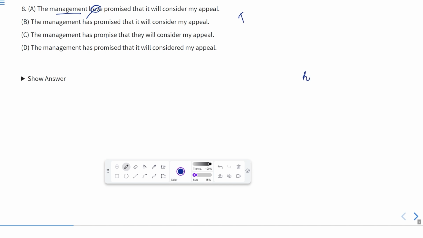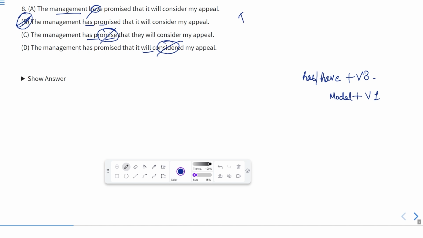Now, after has or have, we can only have third form of the main verb. Okay, so has promised, this one is correct, whereas in C sentence has promised, this is not correct because it should be promised. After has or have, we can only have third form of the main verb. Now in the D sentence, the management has promised that it will considered. Now will is a modal, and after modal we can only have the first form of the main verb. Now, here this considered is incorrect. So, according to this, grammatically only B sentence is correct.